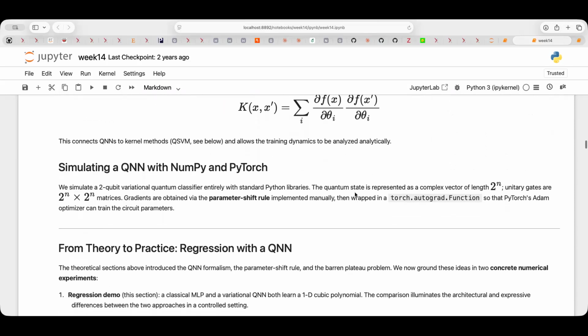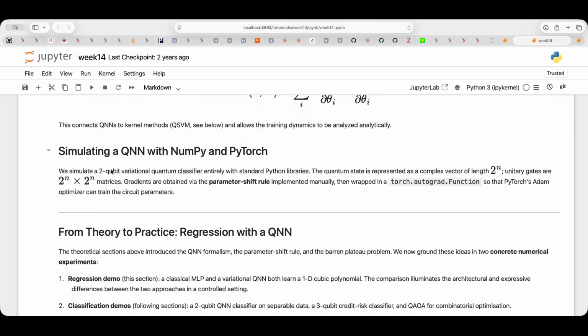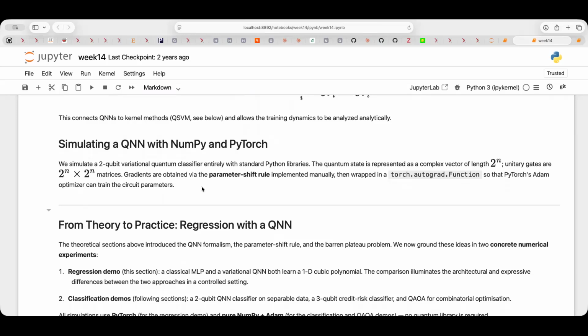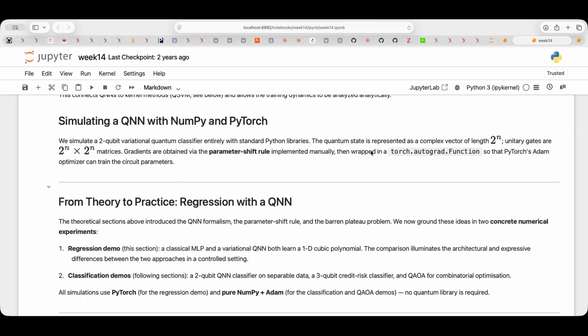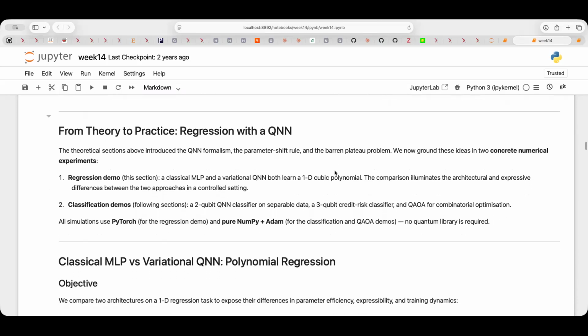I will come back to this, but this now contains, so we simulate a 2-qubit variational quantum classifier using standard Python libraries. And the quantum state is represented as a complex vector of length 2 to the n. The unitary gates are typically 2 to the n times 2 to the n matrices. And gradients are then calculated with a parameter shift rule, implemented manually, and then wrapped into a torch grad function, so that PyTorch's Adam optimizer can train the circuit parameters.